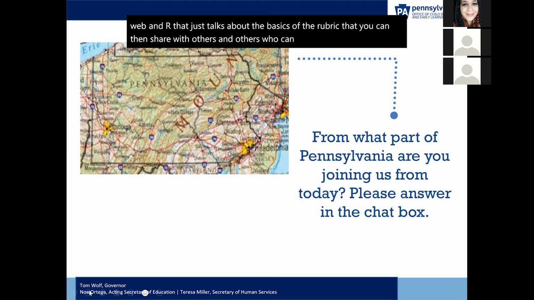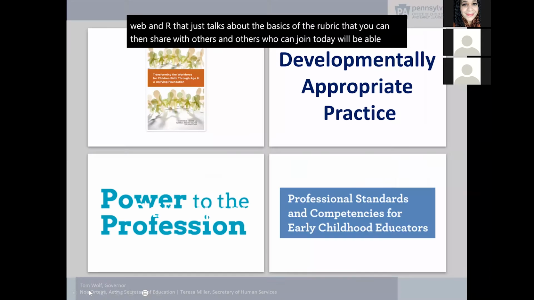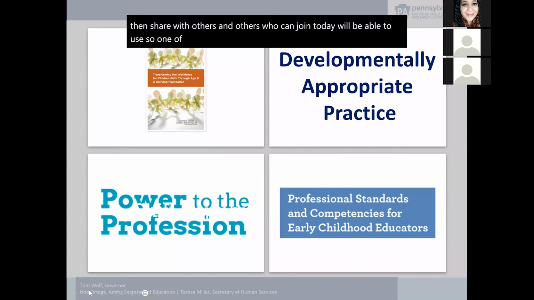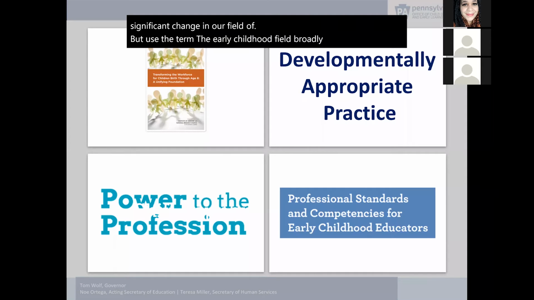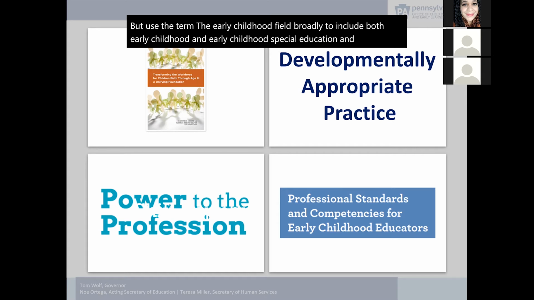So one of the reasons for creating the rubric is that there has been significant change in our field. I will use the term early childhood field broadly to include both early childhood and early childhood special education and early intervention. There have been a number of publications, efforts, resources, frameworks.